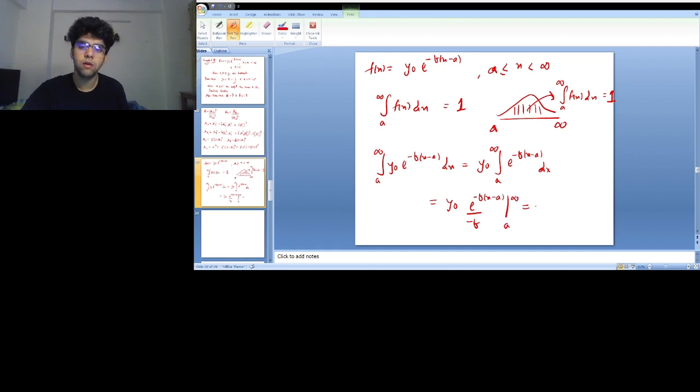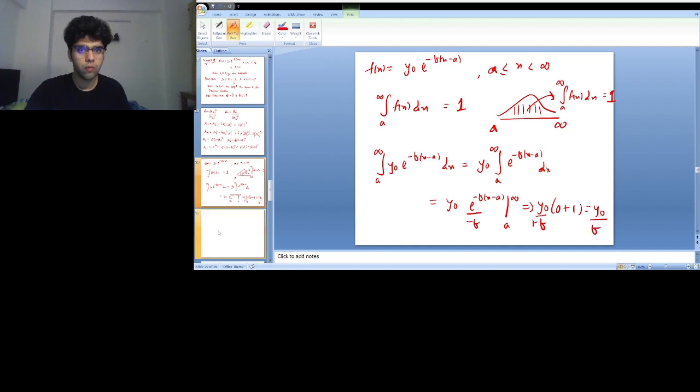So this gives me y0. Now when I put infinity here, this will become e to the power minus infinity. E to the power minus infinity is 0, so this will give me minus b comes out because it's a constant term, so this gives me 0. And when I substitute a here, this becomes e to the power minus 0 or e to the power 0, which is 1, so this becomes 1. Now minus minus is plus, so this gives me y0 upon b, right?